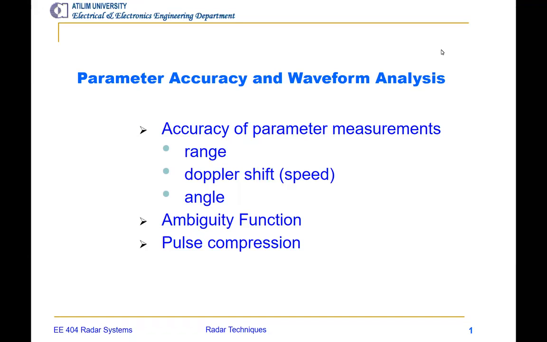Okay, here is the outline. We'll be first looking into the accuracy of parameter measurements, namely range, Doppler shift, so speed, and angle. And then we'll be studying the ambiguity function, which is very critical for the waveform design in a radar system. And then pulse compression, one of the most important methods or techniques that we use in radar systems.